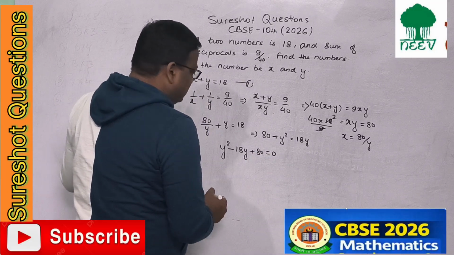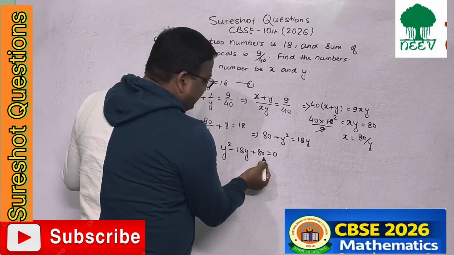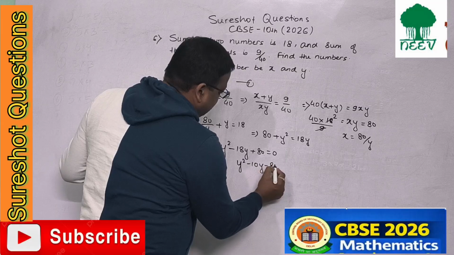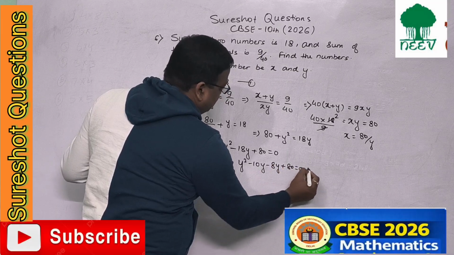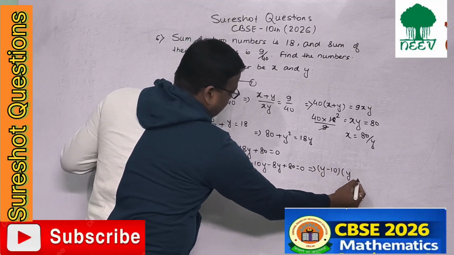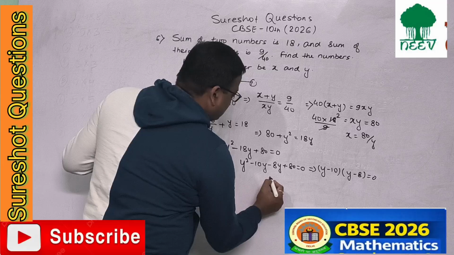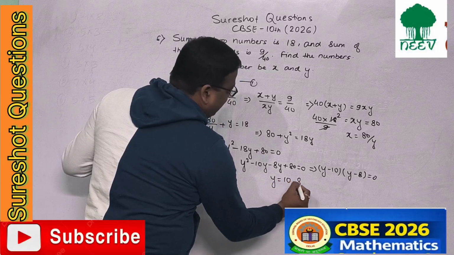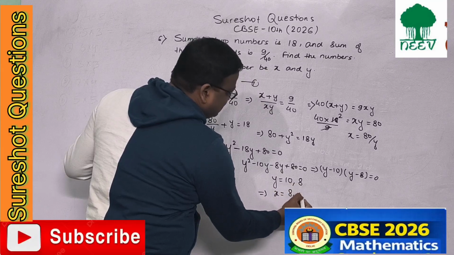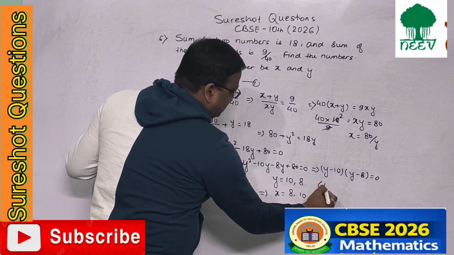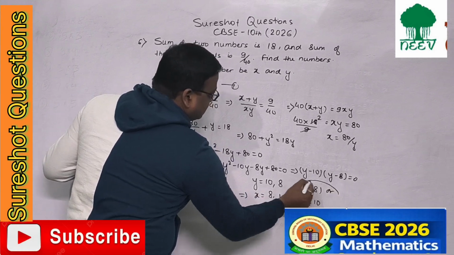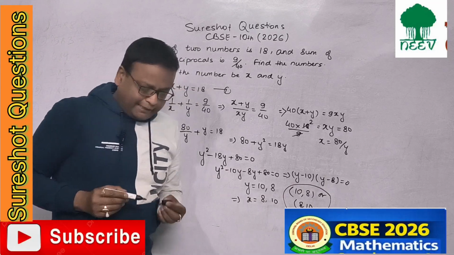Now we'll do the middle term split. 10 eights are 80 and 10 plus 8 is 18. So y square minus 10y minus 8y plus 80 is equal to 0. This implies (y minus 10) and (y minus 8) is equal to 0. So y is equal to either 10 or 8. This implies x will be, if y is 10, x is 8. If y is 8, x is 10. So we have got two solutions, 10, 8 or 8, 10. This is your solution. Okay.